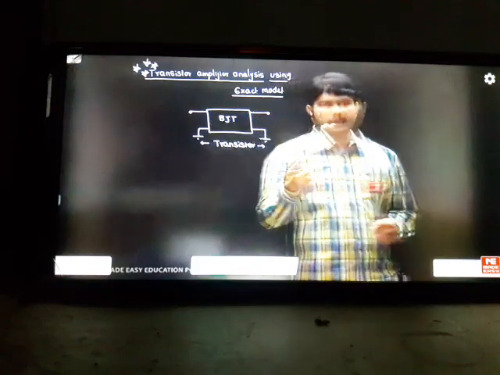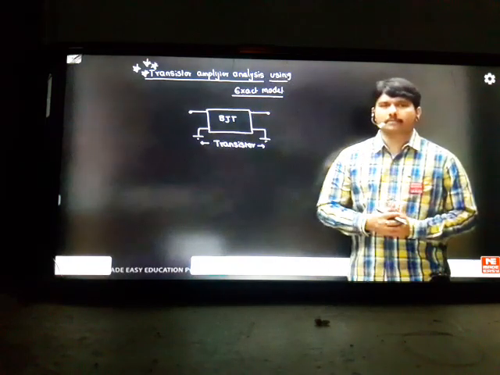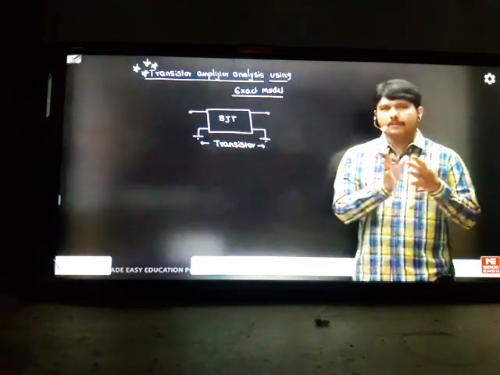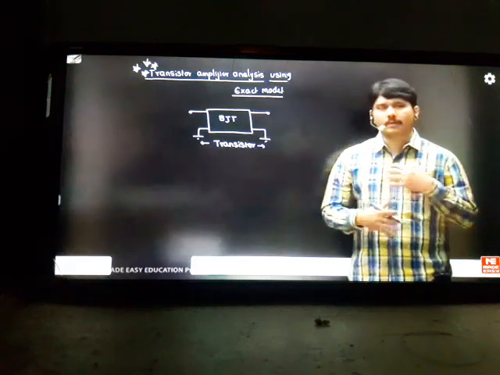But I want to make my transistor an amplifier. If you want to make an amplifier, what extra things need to be done? That is important. To make an amplifier, there must be some input source you have to apply, and there must be some load. All these things will come into the matter.